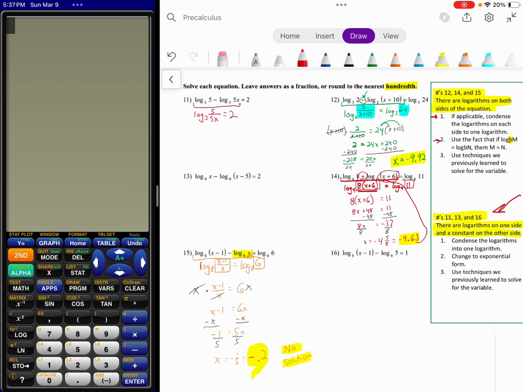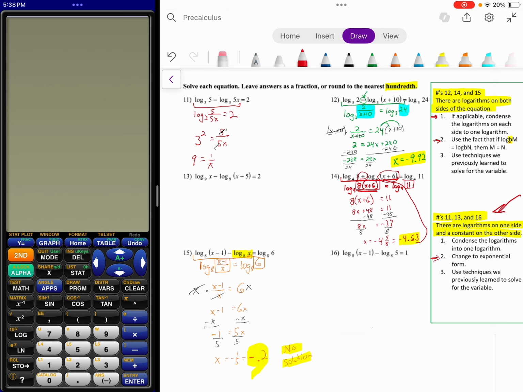And now we don't have a logarithm on both sides, so this is where we do step 2. We change to exponential form. So the base of the logarithm, 3, is going to be the base of our exponent. So it's 3 to the second equals 5 over 5x. So this is going to be 9 equals, and in this case, it doesn't always happen, but these both reduce to 1. So we have 9 equals 1 over x.